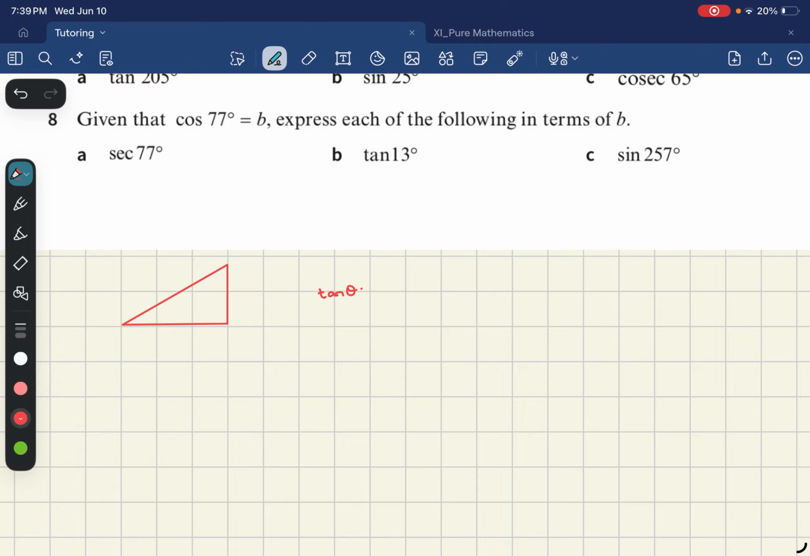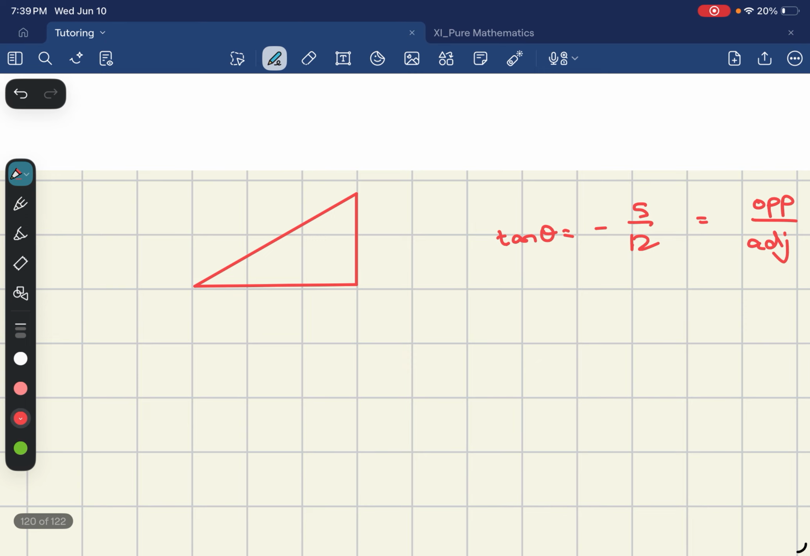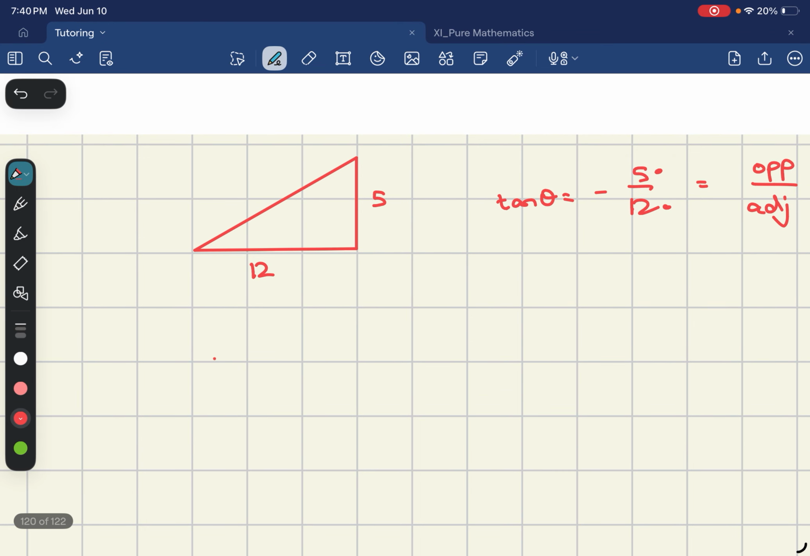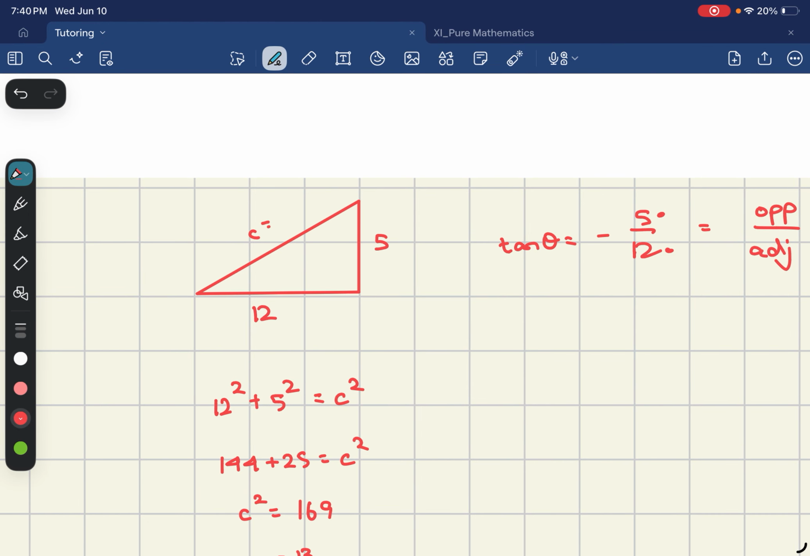Tan theta is negative 5 over 12, I think. Right, so it's just opposite over adjacent. Opposite is 5 and adjacent is 12. This is opposite, this is adjacent, and you can use the Pythagorean theorem. 12 squared plus 5 squared is this mystery side c squared. So 144 plus 25 is equal to c squared. C squared is 169, and c is going to be 13.